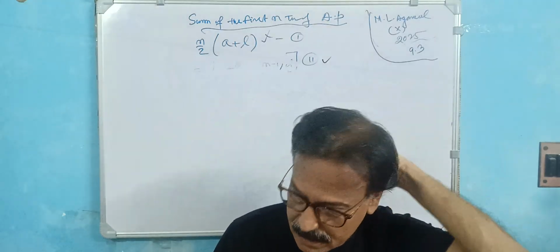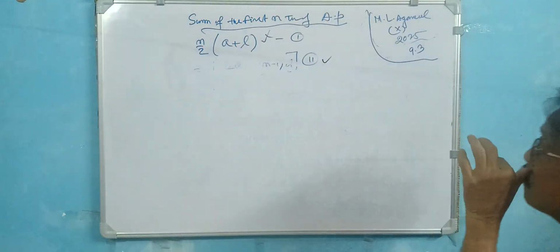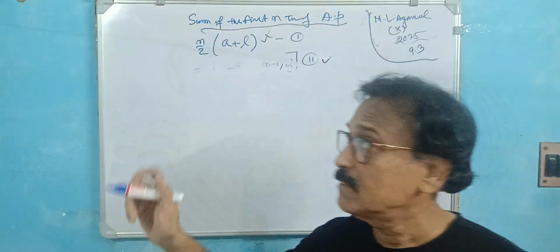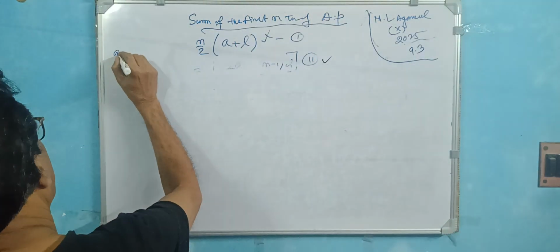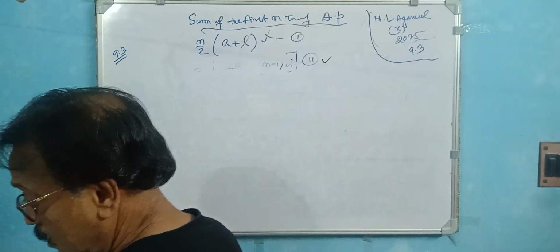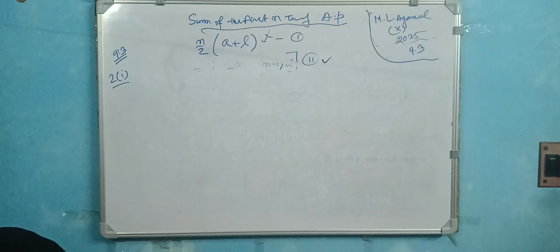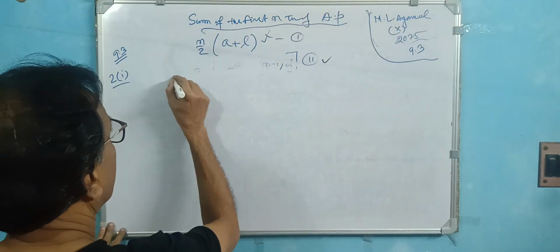Today we also discuss the AP from the ML Agrawal 2025 edition, chapter exercise 9.3, question 2.1. What is the question? Actually, find the sum given below.